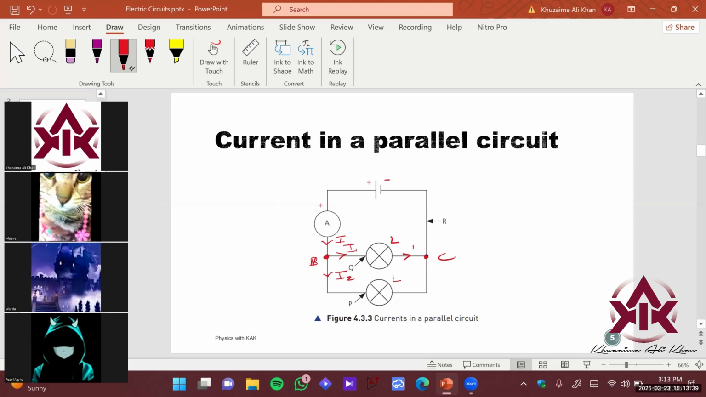Similarly, I1 flows through this, and I2 is flowing through this wire. After they cross C, they merge together to form I back over here, right? So again, the current reaching back to the cell is I, and the current exiting from the cell is I. This is Kirchhoff's current law, which we have seen in the last lecture, which makes sure that the total amount of charge flowing through the circuit is conserved. This is KCL, right? So over here, the current divides up.